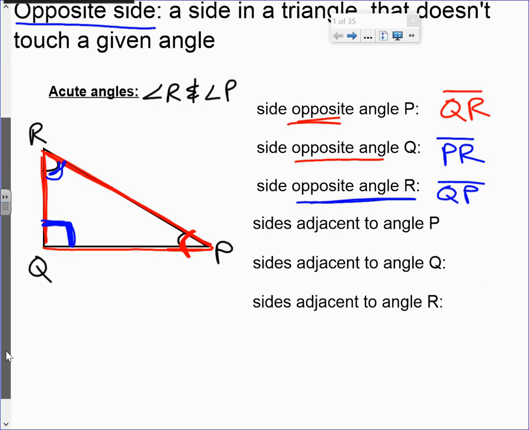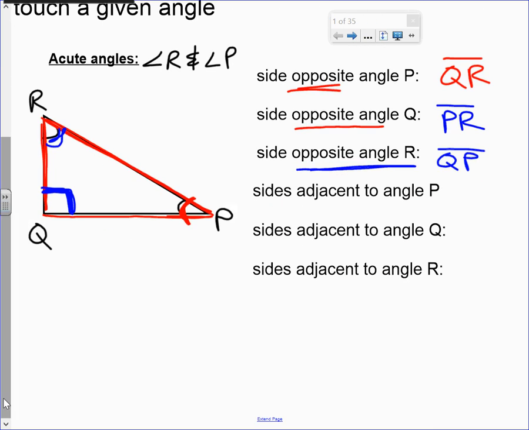So let's see. Sides adjacent to angle P. So here's angle P. What are the two sides touching it? QP and RP. Go and write that. QP and RP. Check that out. There's two sides that actually make the angle up. We call those sides adjacent.